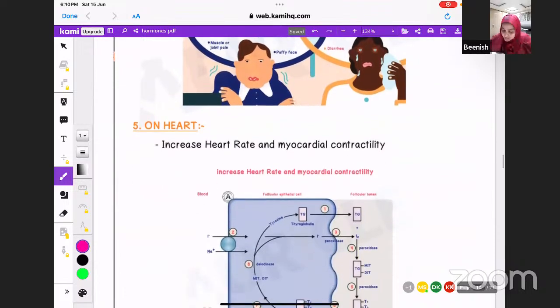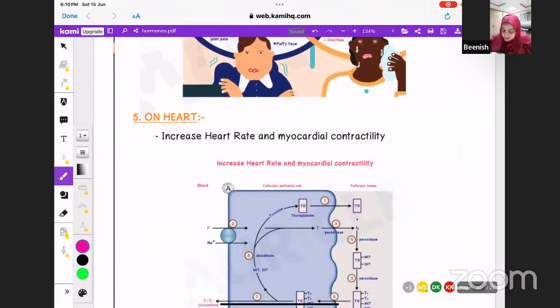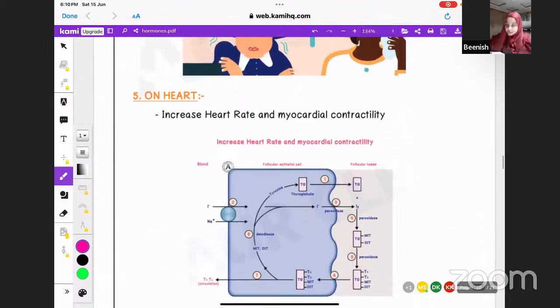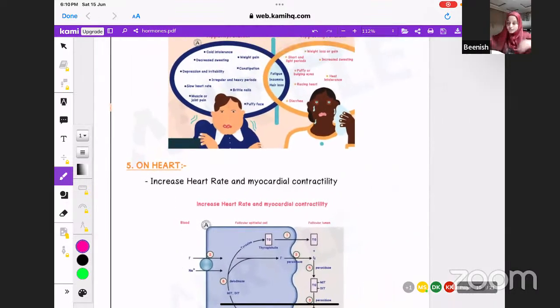Then, apart from that, the effect of thyroid hormone on the heart is that it is going to increase the heart rate and myocardial contractility. How? Because it is going to increase the responsiveness of the heart to circulating catecholamines. What are your catecholamines? Epinephrine and norepinephrine. They increase the heart rate and myocardial contractility. So thyroid hormone increases the responsiveness of the heart to catecholamines, and in turn increases the heart rate and myocardial contractility. So with this, we come to the end of thyroid hormone.